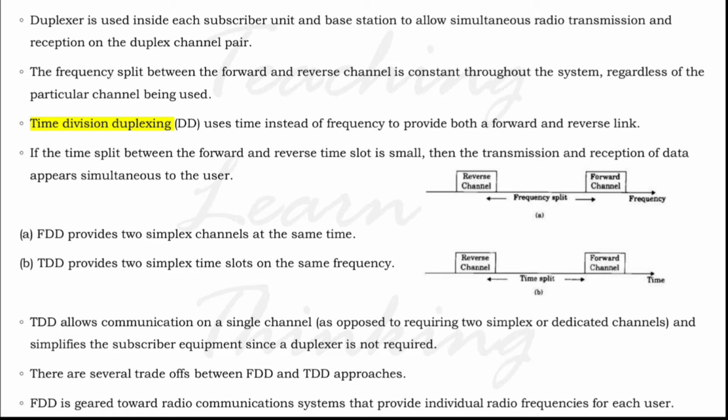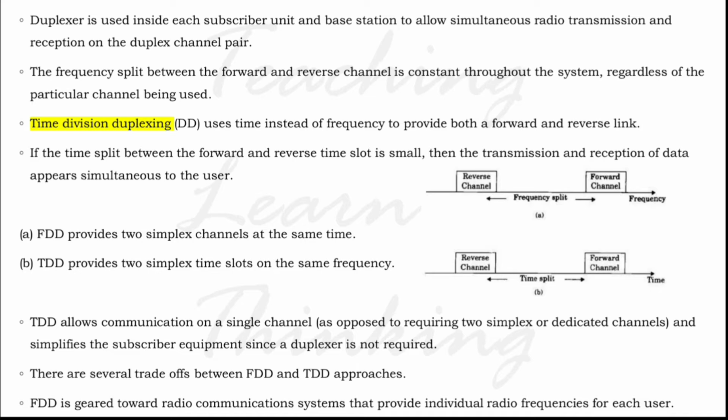The first one, figure A, shows FDD providing two simplex channels at the same time. TDD provides two simplex time slots on the same frequency. So TDD allows communication on a single channel, as opposed to requiring two simplex or dedicated channels, and simplifies the subscriber equipment since the duplexer is not required. As you see, we use the duplexer in FDD, but not in TDD, because it allows communication in a single channel.